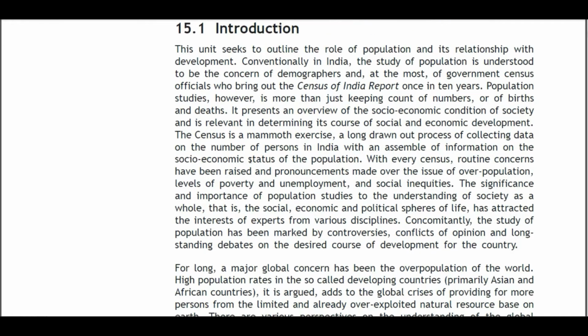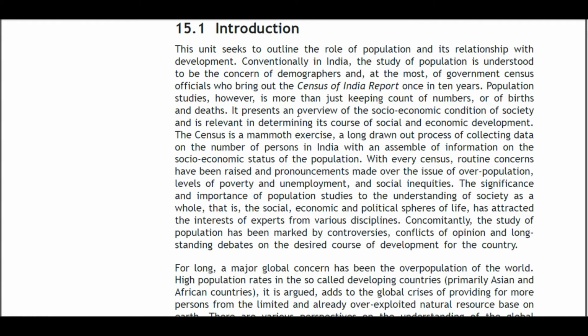15.1 Introduction. This unit seeks to outline the role of population and its relationship with development. Conventionally, in India, the study of population is understood to be the concern of demographers and at the most of government census officials who bring out the Census of India report once in 10 years. Population studies, however, is more than just keeping count of numbers or of births and deaths.